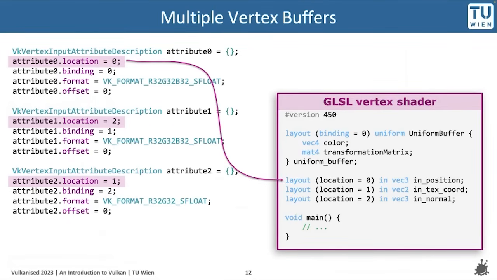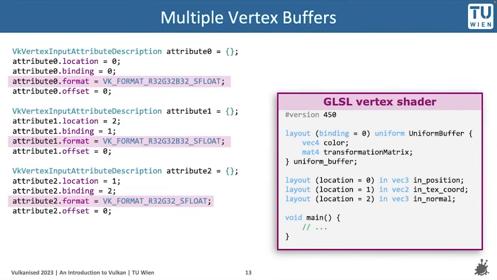So for the position buffer, we specify 0 as the location, and also in the shader, we set it to 0. For the normal buffer, we now use location 2, so you don't mix it up with the binding. And we also specify in the shader with 2. And the same then for the third one, with location 1 this time, and also in the shader, we specify location 1.